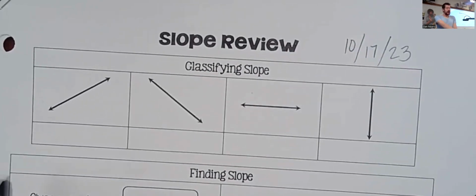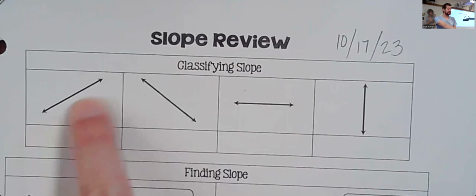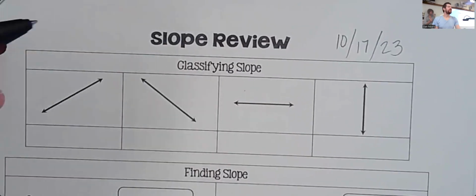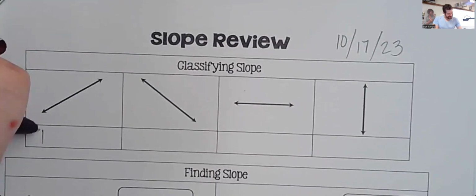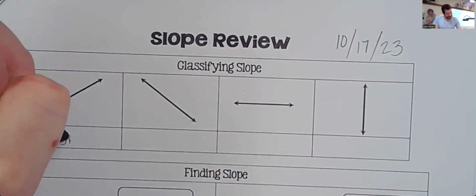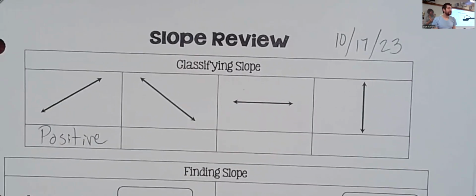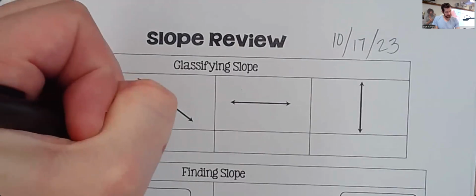Thanks. All right. If you have a line that is going up from left to right, what kind of a slope is that? Yeah, but what's the other word for it? There you go. So if it goes up from left to right, it's a positive slope. If it goes down from left to right, it's a negative slope. Horizontal and vertical.